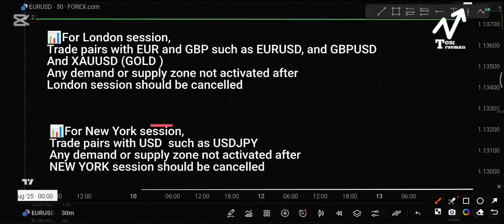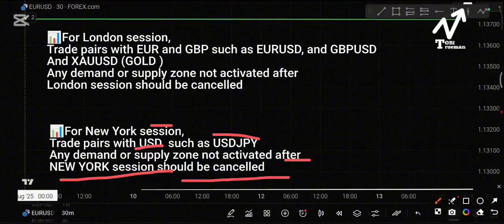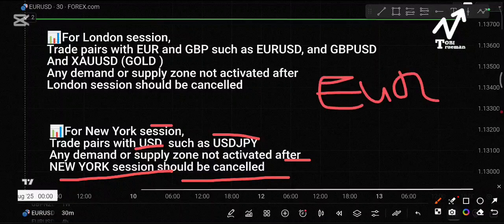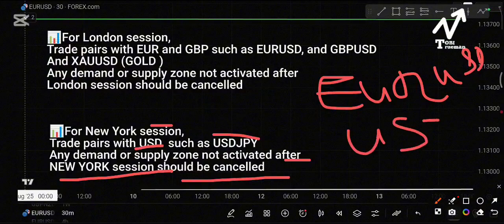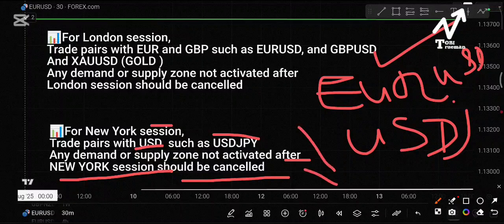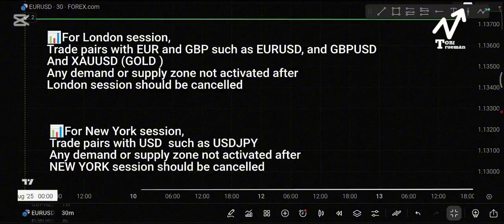Now for the New York session, trade pairs that start with USD, such as USD/JPY, and any demand or supply zone not activated after the New York session should be cancelled also. Hope you are getting it. The correlation between EUR/USD and USD/JPY is this: when EUR/USD is buying, USD/JPY should be selling. So we can use that correlation for our direction to confirm more trades also. We'll get along as we go on.